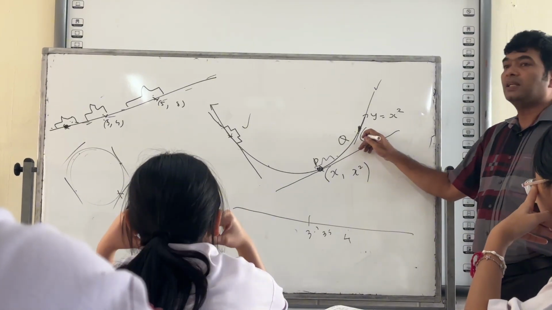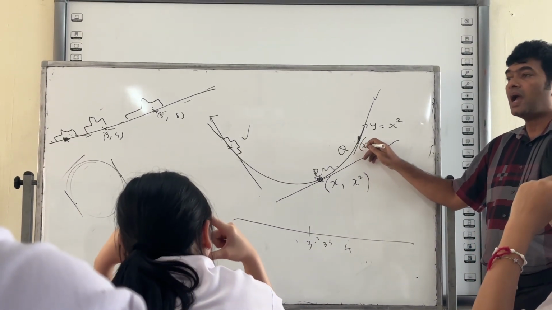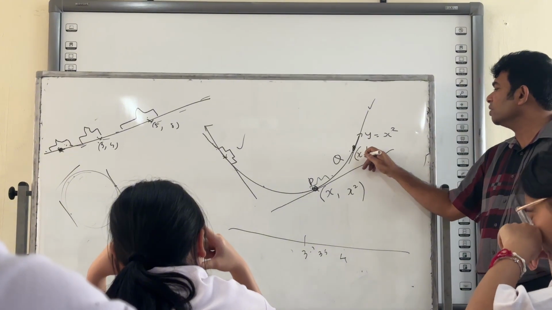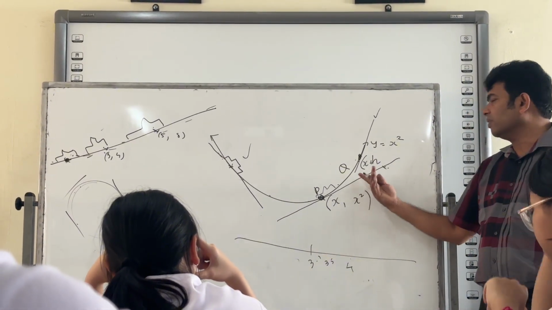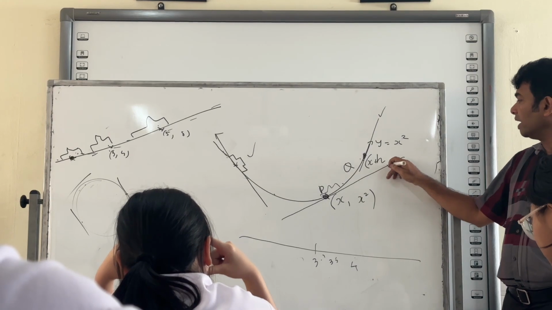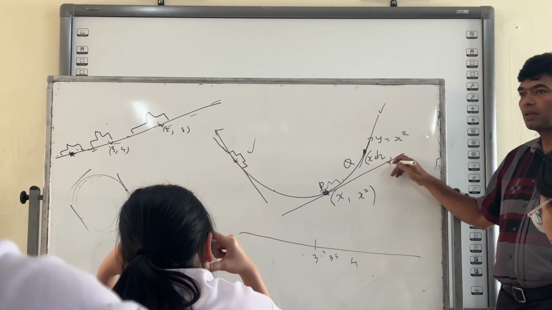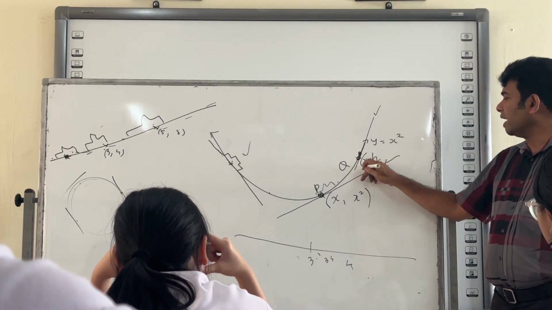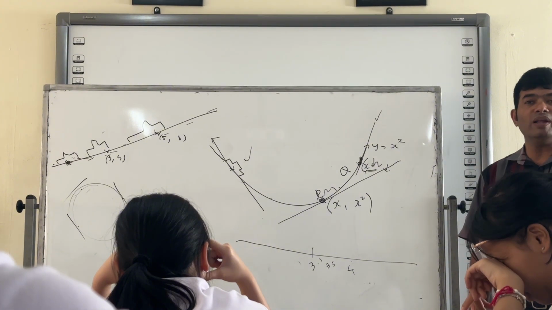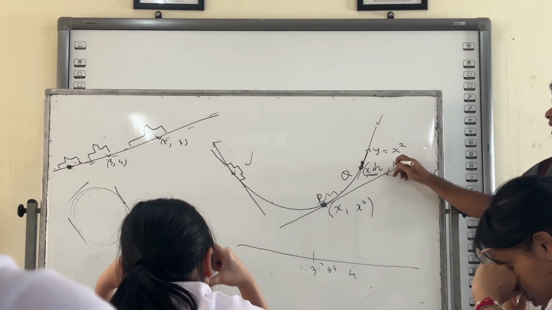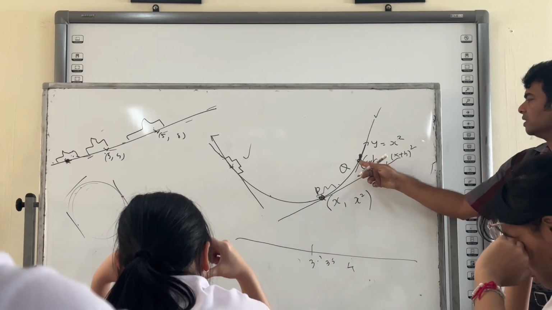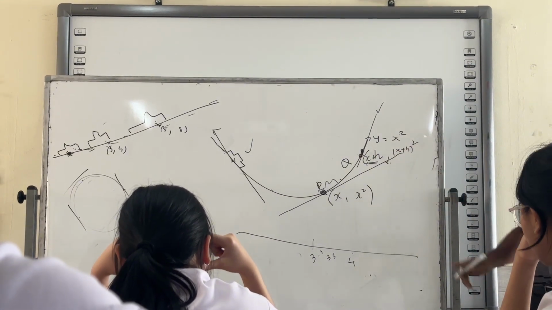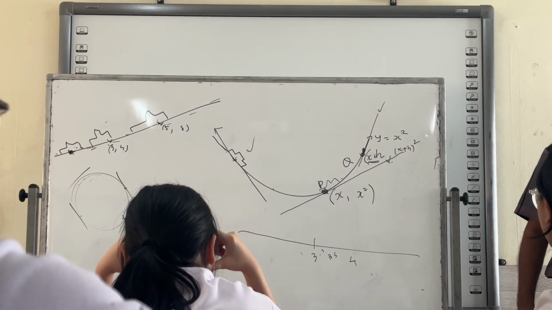So what will be this coordinate? x plus something, you can write h. Maybe plus 1, maybe plus 0.1, or whatever, correct? And what will be the y coordinate? This is the nearby point x plus h. What will be the y coordinate? x plus h, the whole square. If it is 3, then 3 square. If it is 3 plus 1, then 3 plus 1 whole square. Understanding or not? Yes or no?